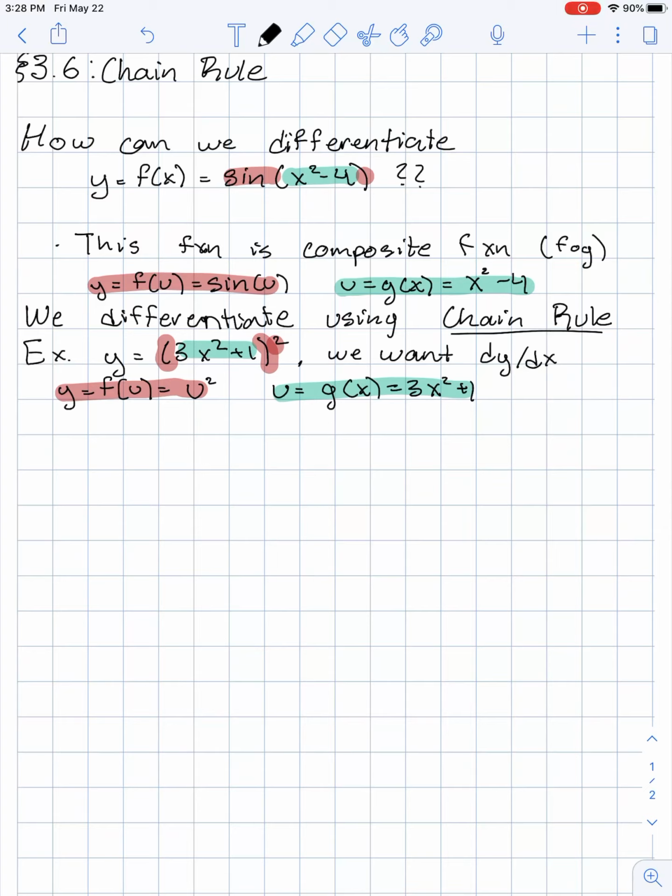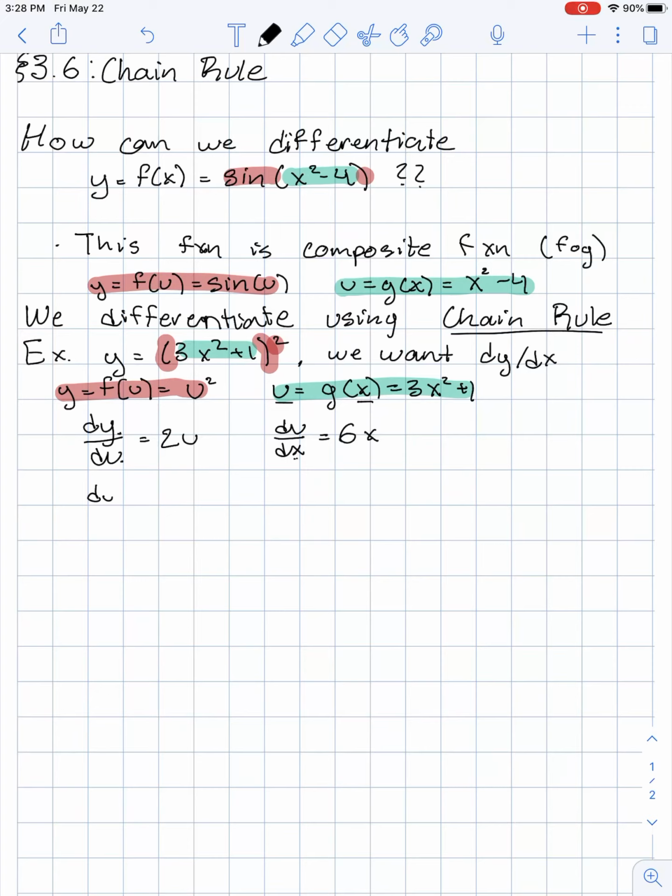If I take the derivative of y equal to f of u, which is u squared, then I will get dy/du, the derivative of y with respect to u. In that case, I know from power rule this is just 2u. If I take the derivative of u with respect to its variable x, I'll get du/dx. We learned that in the first section of derivatives. This just means the derivative of u with respect to x. From power rule, I know this is going to be 6x plus 0, so just 6x.